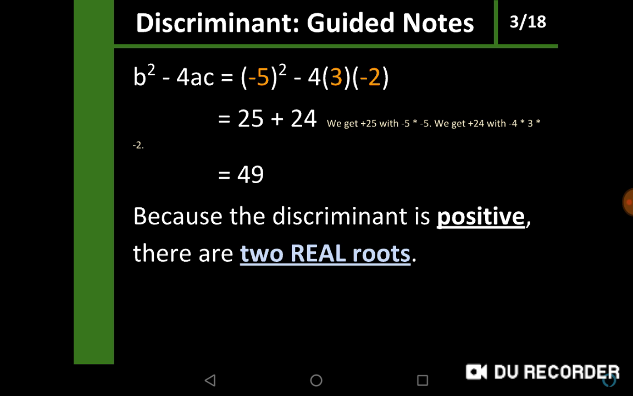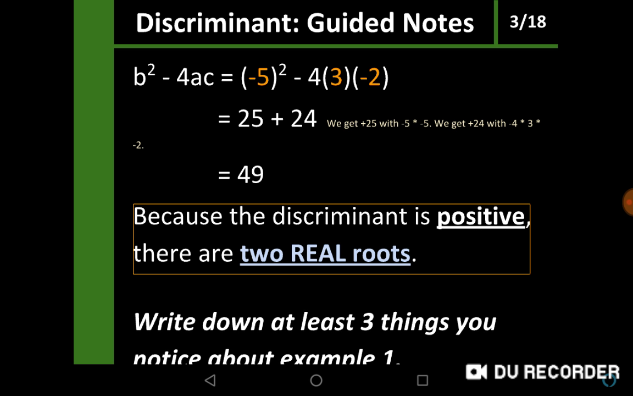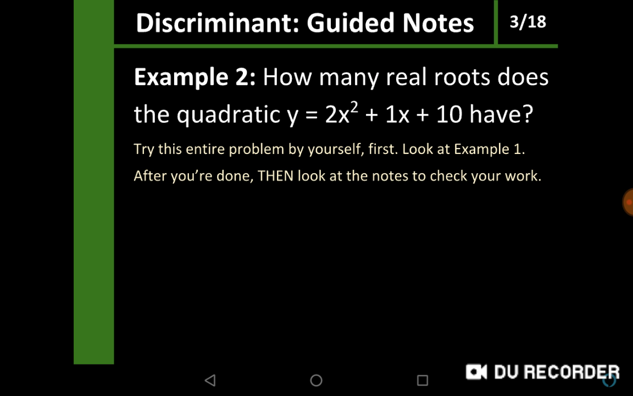All right, your next things that you need to do are independent. So first, write down at least 3 things that you notice about example 1. And then once you've noticed those 3 things and written them down, then you're going to actually try example 2 yourself. So you're going to look over example 1, watch this video as much as you need so that you can actually succeed at doing number 2 without me. And you can certainly check your work in the rest of the slides.